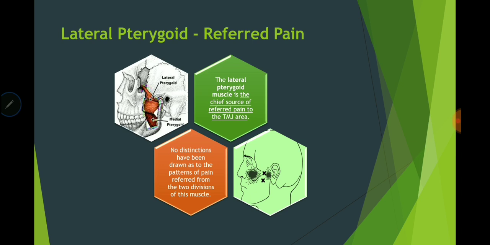All right, so the lateral pterygoid referred pain. The pain from the lateral pterygoid is going to refer to the cheek, to the malar region, and also to the preauricular region. So the lateral pterygoid muscle is the chief source of referred pain for the TMJ area, and no distinction has been drawn as to the patterns of pain referred from the two divisions of this muscle.